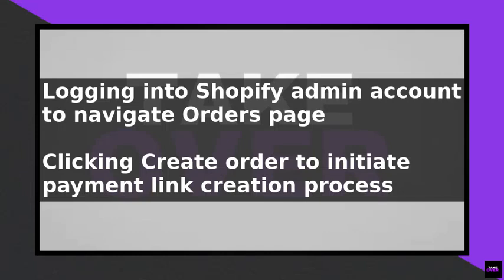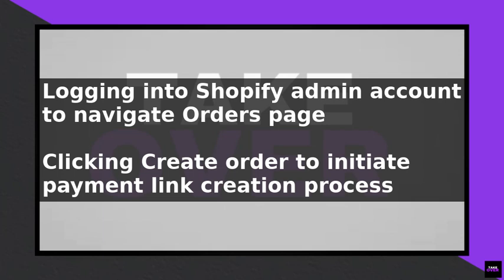To create a payment link in Shopify, start by logging into your Shopify admin account and navigating to the Orders page. From there, click on Create Order to initiate the process. In the Create Order page, select the products you want to include in the order and add them to the cart. You can also add any applicable discounts or taxes. Once you have added all the necessary items, click on the Next button at the bottom of the page.